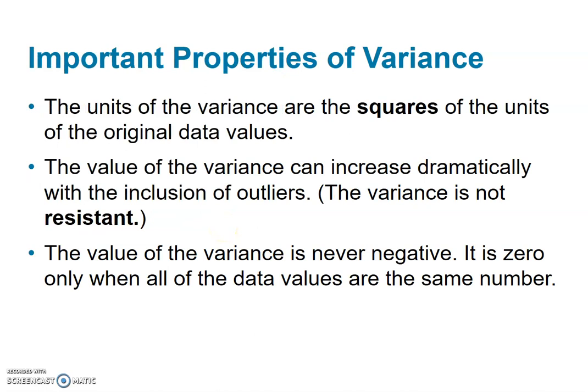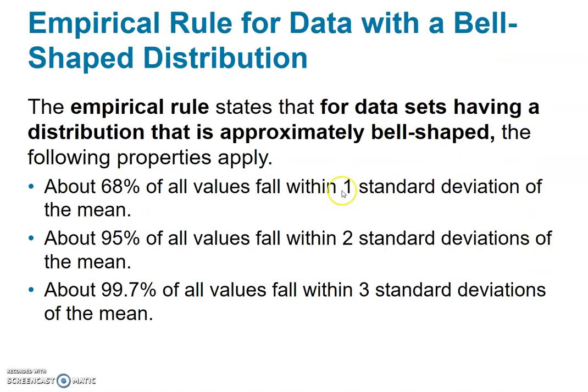A couple things about the variance we want to keep in mind. The variance is in square units. So again, if our regular measurements are in inches, these would be like inches squared, which really doesn't make sense. It will definitely be affected by outliers, and it's never negative. You get a 0 whenever all the values are the same. Like again, if we had a basketball team where everybody was the same height. Okay, this will be on the next slide, the empirical rule.